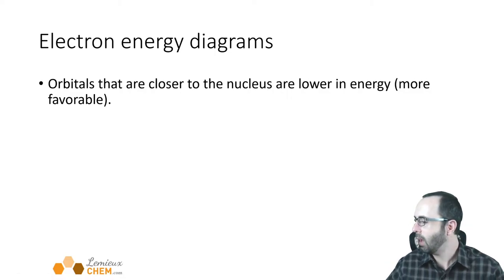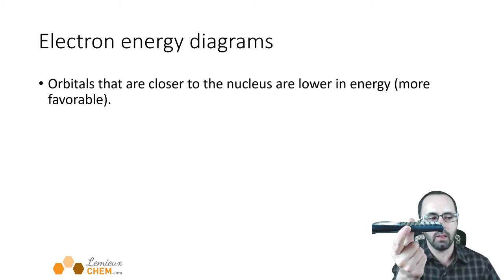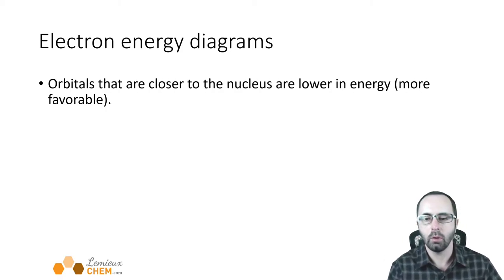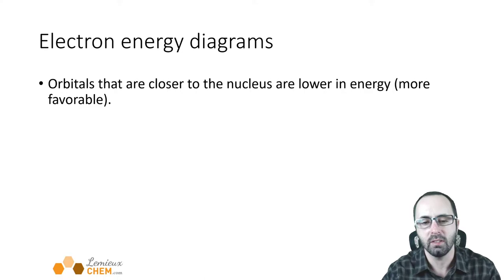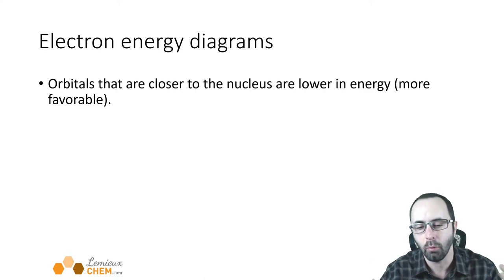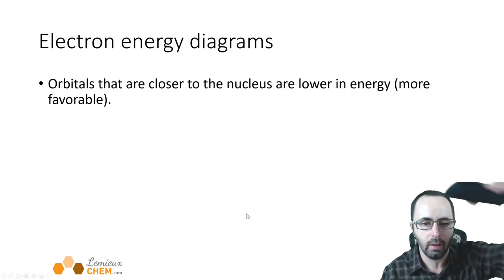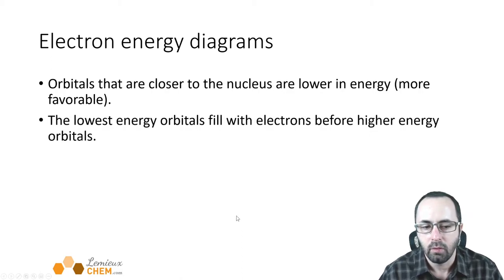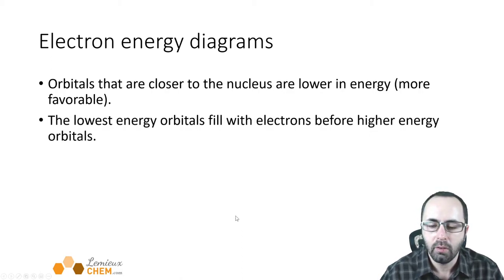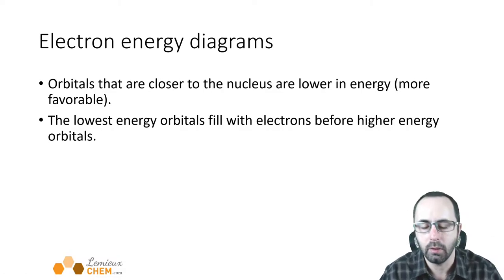Just like if I'm holding my calculator, if I don't hold this, the calculator is going to drop to a lower energy state on the ground. Same thing, orbitals will drop to a lower energy state. In fact, they call the lower energy state the ground state. It drops to the lowest energy state, just like my calculator would drop if I let it go. So the lowest energy orbitals will fill with electrons first, and then the remaining electrons will go in higher and higher energy orbitals.